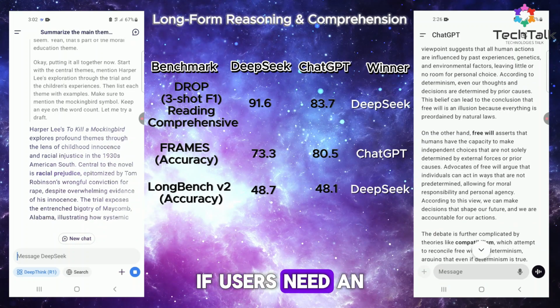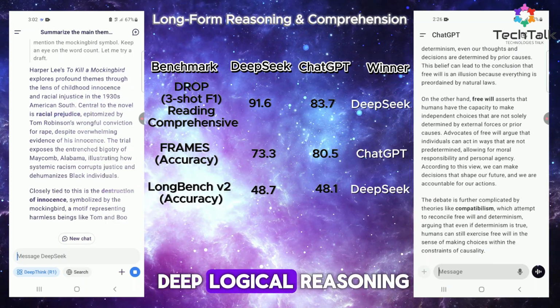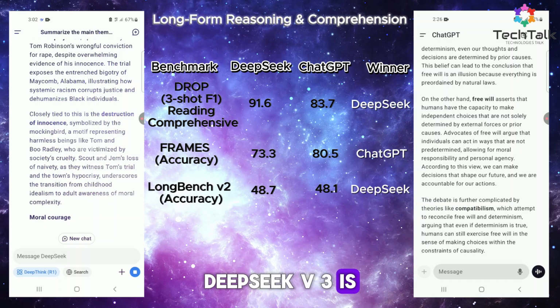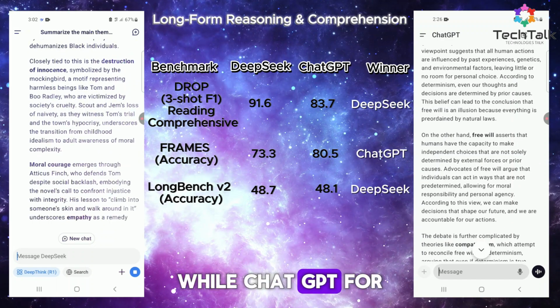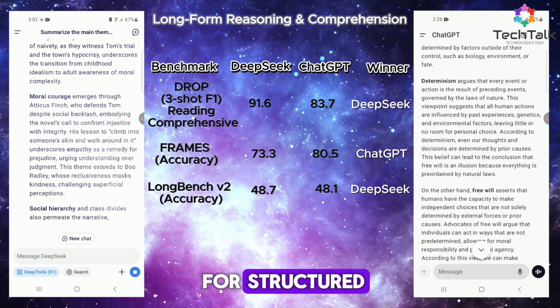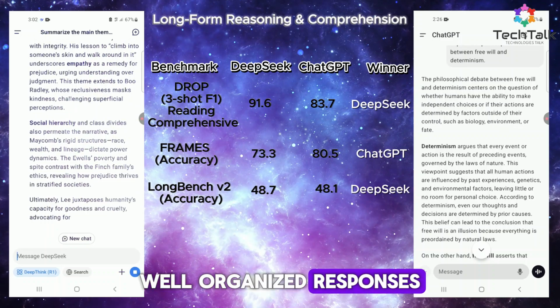If users need an AI that excels in deep logical reasoning, DeepSeek v3 is the better choice, while ChatGPT 4o is more reliable for structured, well-organized responses.